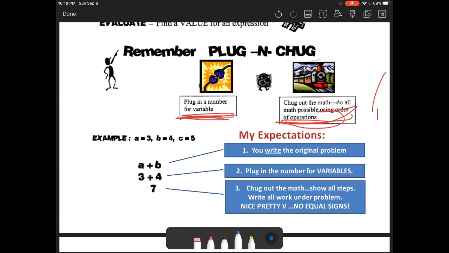Firstly, we need to write the original problem. So what that means is we need to make sure that we write out the original problem on our paper. So that would be this step. The original problem is just whatever the problem is. And then we need to plug in numbers for our variables, okay? Now, what's really important about this, when we say plug in, it just means substitute.